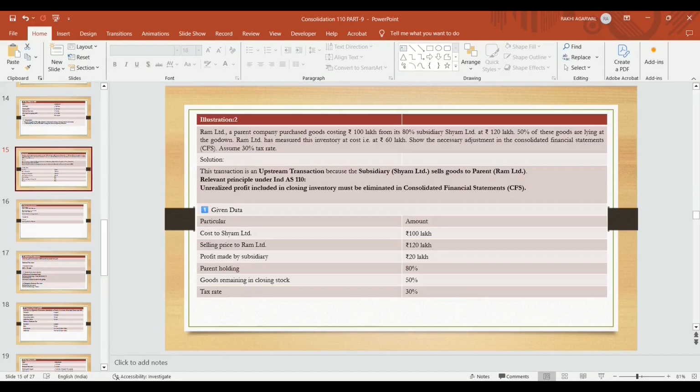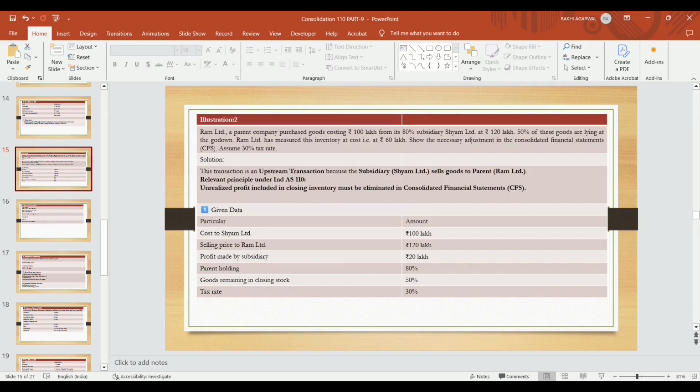Now illustration 2. Ram Limited, a parent company, purchased goods costing rupees 100 lakhs from its 80% subsidiary Sham Limited at rupees 120 lakhs. 50% of these goods are lying at the godown. Ram Limited has measured the inventory at cost at rupees 60 lakhs. So the necessary adjustments in the consolidated financial statement, assuming 30% tax.